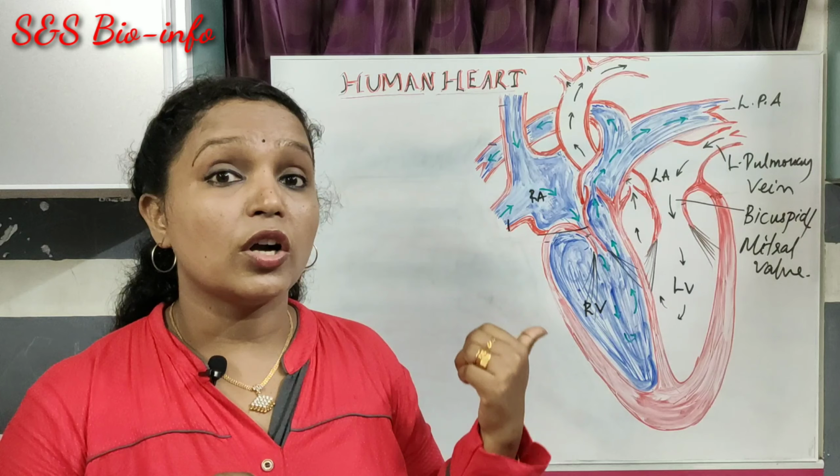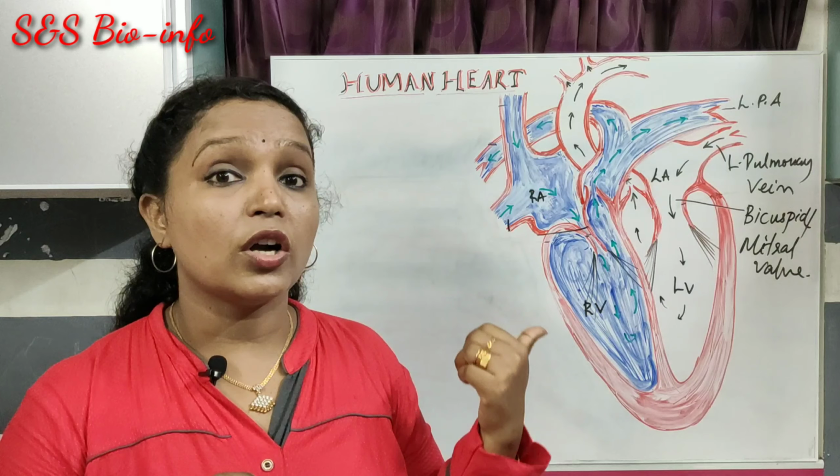Today's topic is human heart and blood pressure. Human beings are highly complex organisms. We have well-developed organ systems in the body. Circulatory system is one of the most important organ systems of the human body. Circulatory system transports various substances like hormones, nutrients, salts, water and gases like oxygen and carbon dioxide.